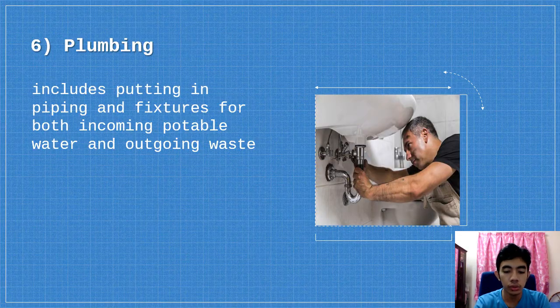Plumbing. In structures that require plumbing, there are specific plumbing activities that must occur to ensure they will function properly. These include putting in piping and fixtures for both incoming potable water and outgoing waste.